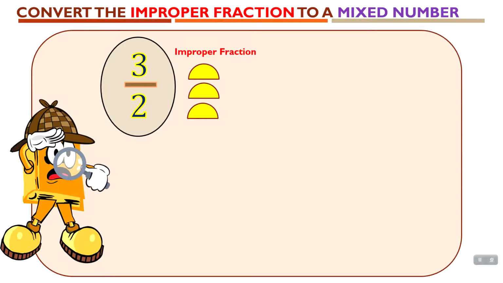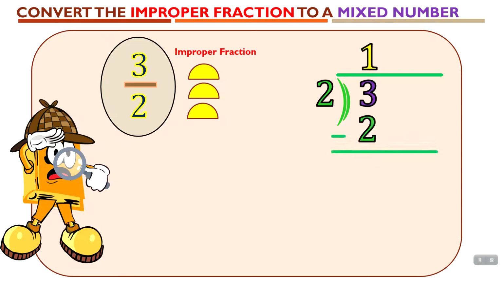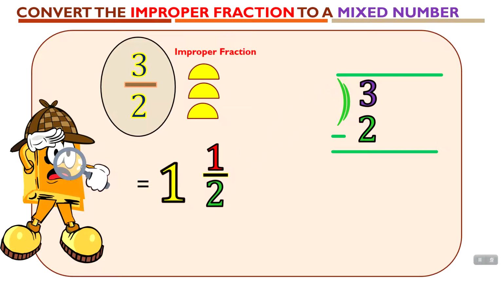Let's look again at 3 over 2, or 3/2, represented by the 3 half circles. 3 over 2 is an improper fraction, and we can divide 3 by 2 again. 2 goes into 3 once. 1 times 2 is 2. 3 take away 2 is 1. So we can represent 3 over 2, or 3/2, as 1 and 1 over 2. We can see that 1.5 is the same as 3 over 2, or 3/2.